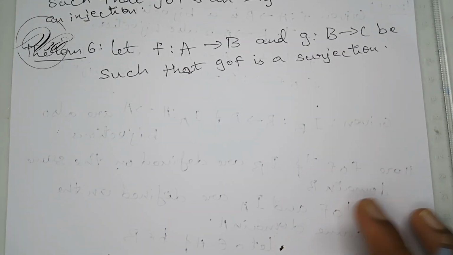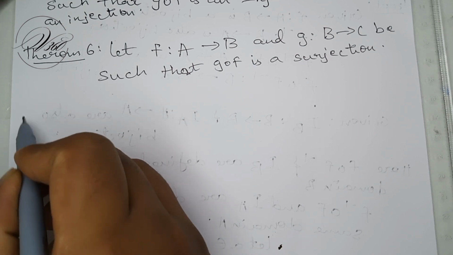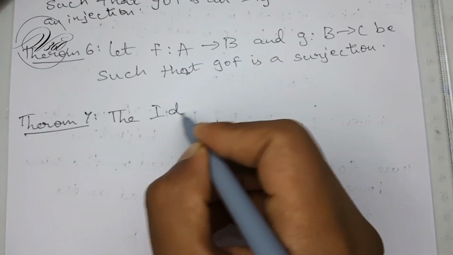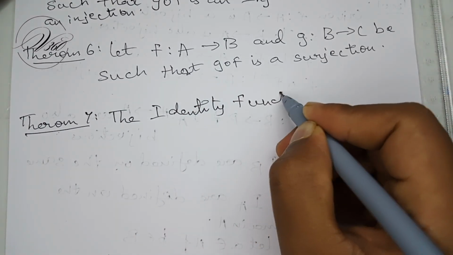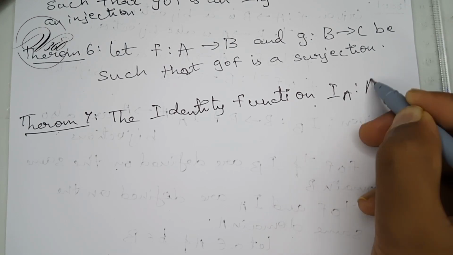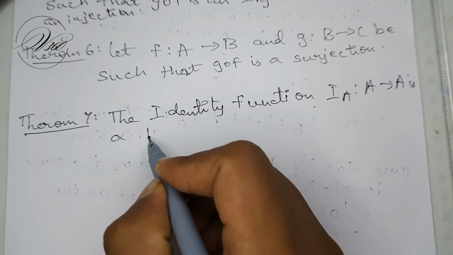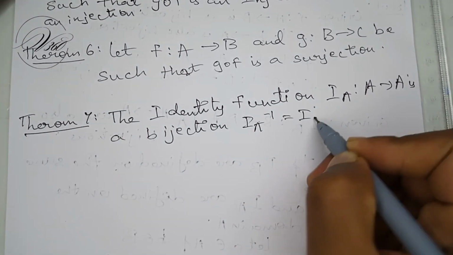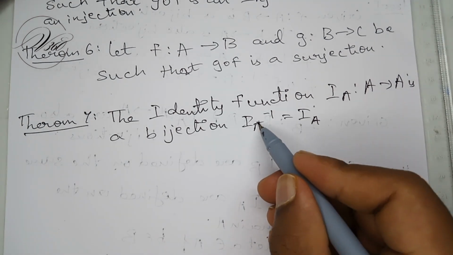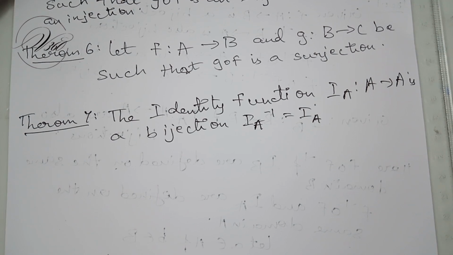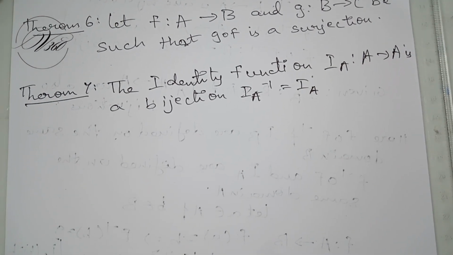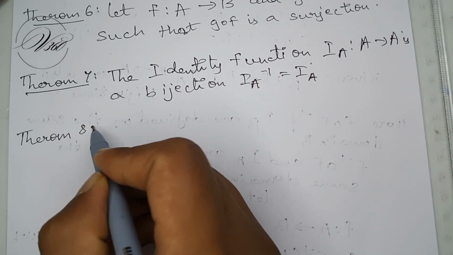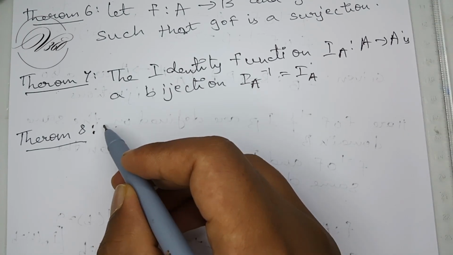Now we are going to do theorem 7. Theorem 7 states that the identity function IA maps A to A is a bijection. That is, IA inverse is equal to IA. IA inverse means opposite of IA, that is equal to IA. That is the original one. Then we will do theorem number 8. We should always learn by heart the theorems through which we can solve the problems easily.